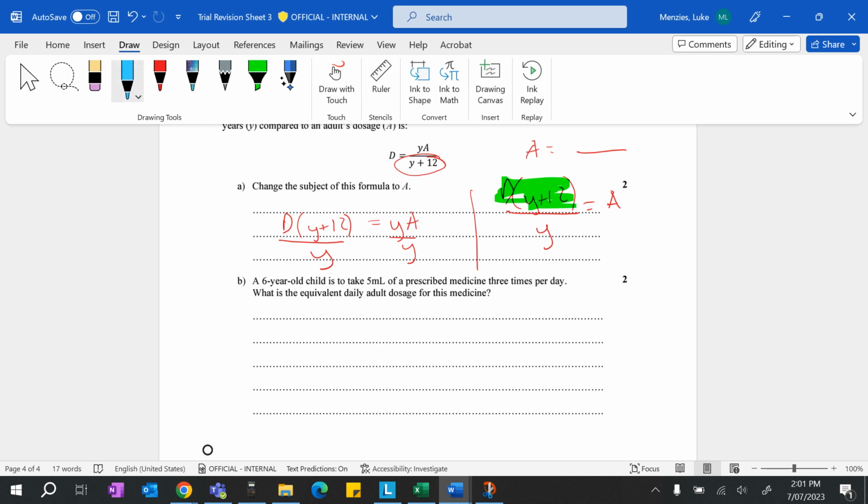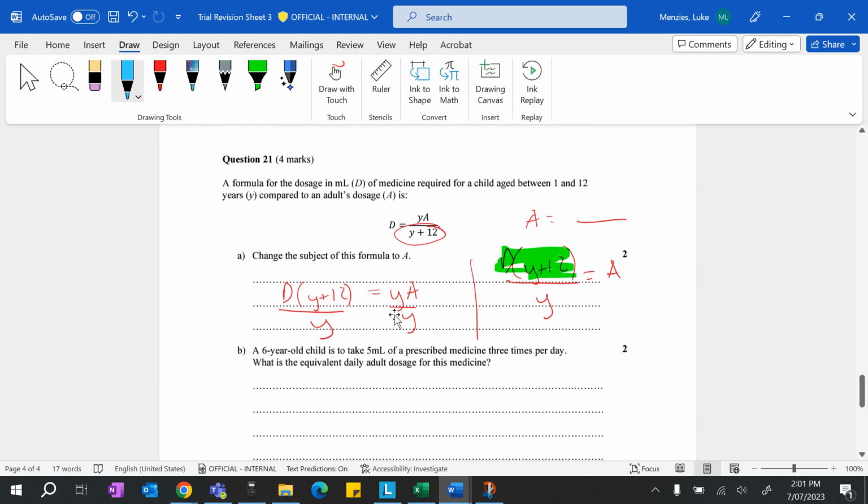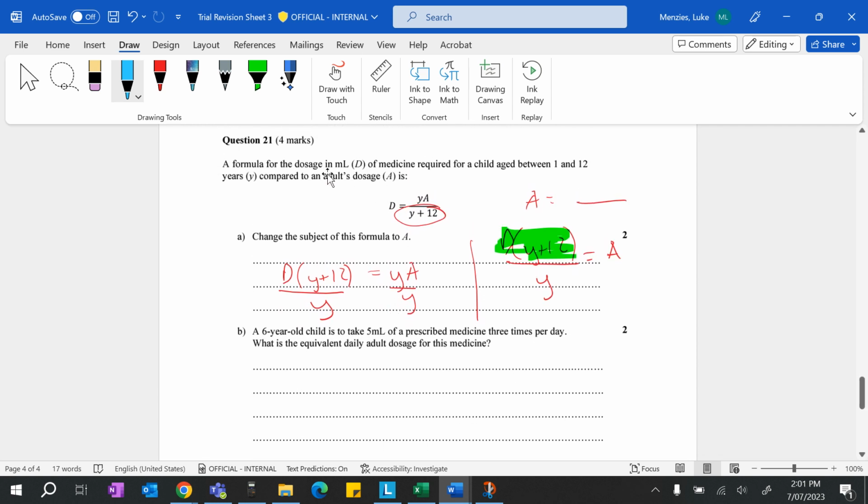All right, and the last bit for today. A 6-year-old child is to take 5 milliliters of prescribed medicine 3 times a day. What's the equivalent adult dosage? So you've got to go back up here and look at this. The formula for the dosage in mils, D, of medicine required for children between age 1 to 12 is given for an adult dose. So you've got everything there. You just got to put everything in the right spot and take in your answer from A. And again, if you didn't get A right, use the formula that you do have and substitute in, so the marker can give you some marks if they're able to.